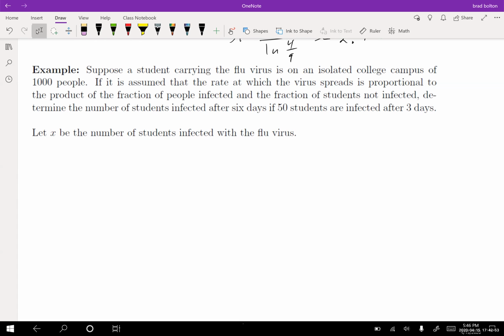So this next example talks about, suppose a student carrying the flu virus is on an isolated college campus of 1,000 people. So right there, we already know this is our M, right? That's our carrying capacity. Okay, we already know that. So if it is assumed that the rate at which the virus spreads is proportional to the product of the fraction of people infected and the fraction of students not infected, determine the number of students infected after 6 days. So this is what they want to know. If 50 students are infected after 3 days. So we know this is what they're looking for. And we know somehow this information is going to be used as P of 3 is equal to 50, right?